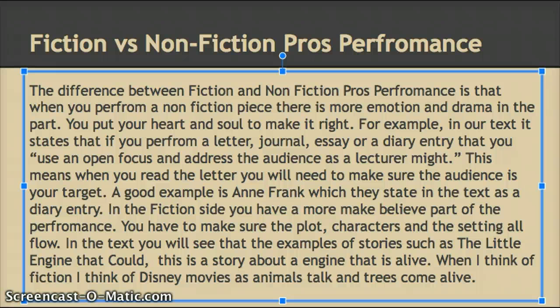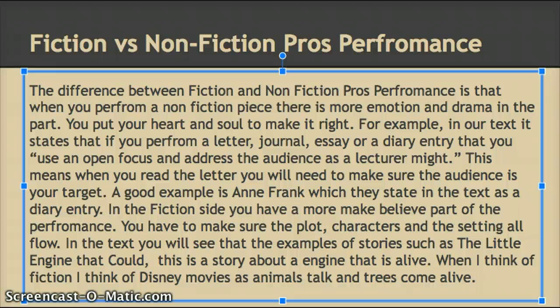For example, in our text it states that if you perform a letter, journal, essay, or a diary entry, that you use an open focus and address the audience as a lecture might. This means when you read the letter, you will need to make sure the audience is your target. A good example is Anne Frank, which they state in the text as a diary entry.